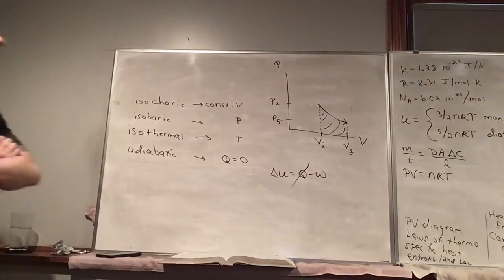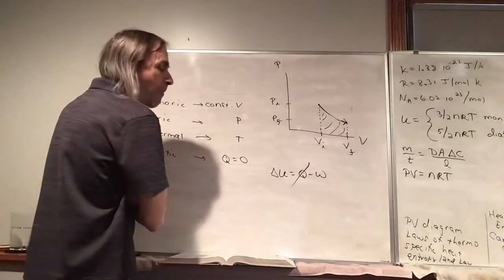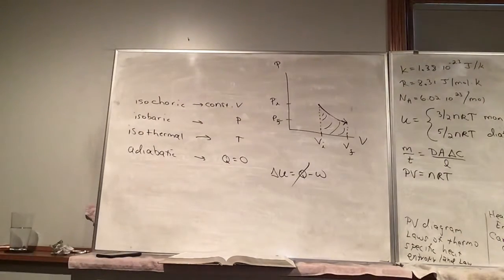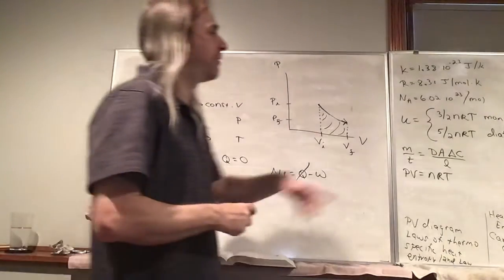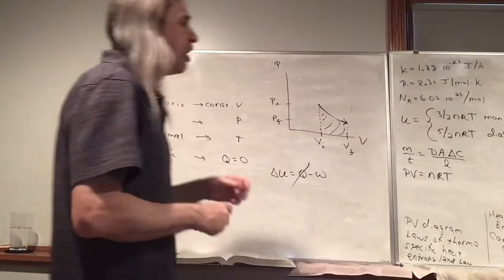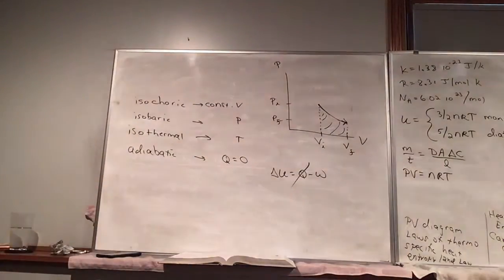So no heat exchange means that delta U is equal to minus the work. So we look at the internal energy of the gas, and delta U would be 3/2 nR delta T for a monatomic gas, or 5/2 nR delta T for a diatomic gas. So we can get this for an adiabatic process using the first law of thermodynamics.